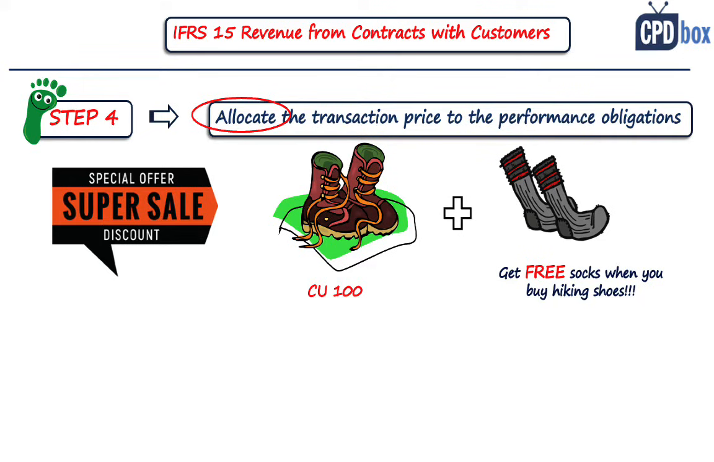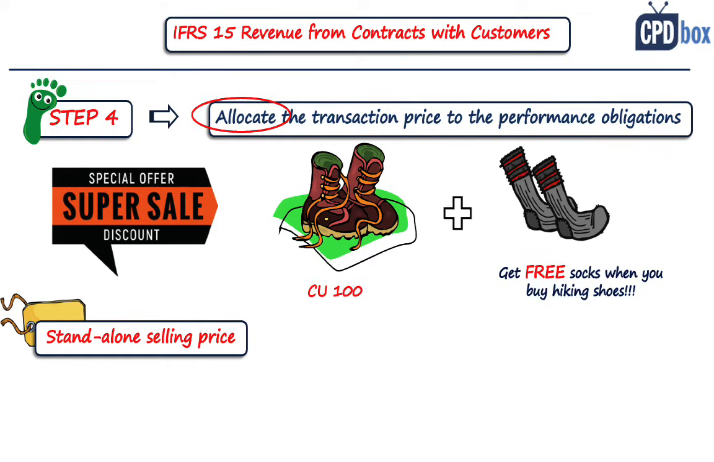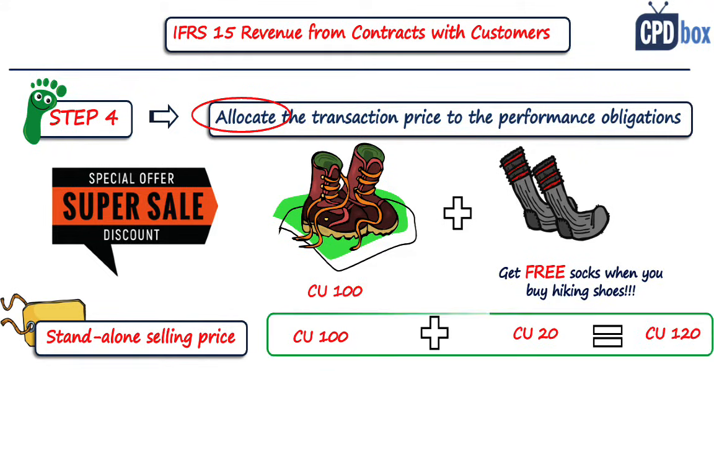Well, how? In general, you would do this in proportion to relative standalone selling prices. And there are some exceptions to this rule, but let's focus on the basics here. The standalone selling price is basically the price at which the hiking shop would sell shoes and socks if sold separately. Let's say that it's 100 for shoes and 20 for socks. That's just the regular selling price of these socks. So the total is 120. And we need to allocate the 100 that I pay based on relative price to 120.